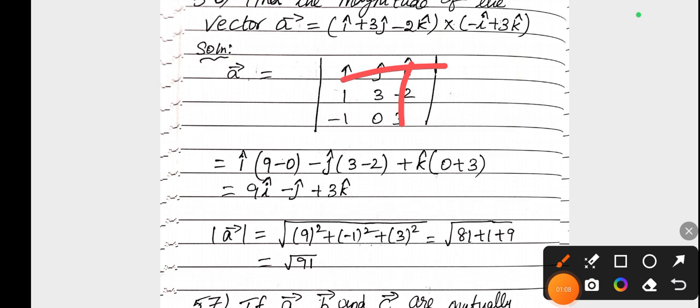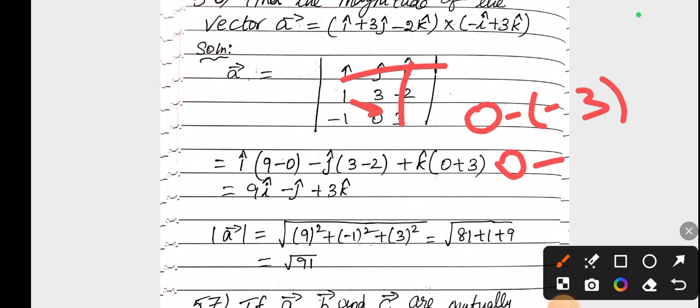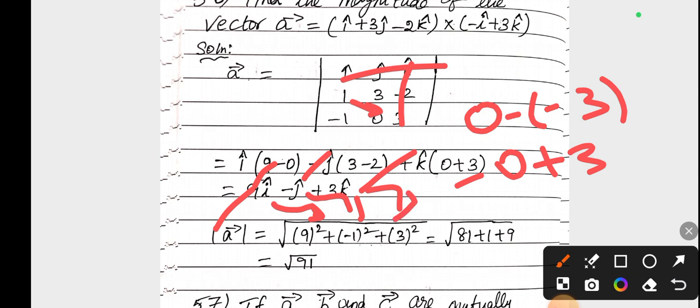Plus k cap: 1 into 0, 0 minus of minus 3, you will get 0 plus 3. So 9i cap minus j cap plus 3k cap we are getting, children. Then magnitude of a vector: root over i cap coefficient 9 square plus j cap coefficient minus 1 square plus 3 square. 9 square is 81 plus 1 plus 9. So we are getting the answer as root over 91.